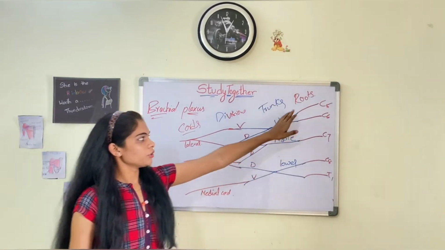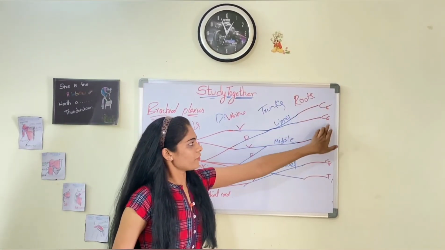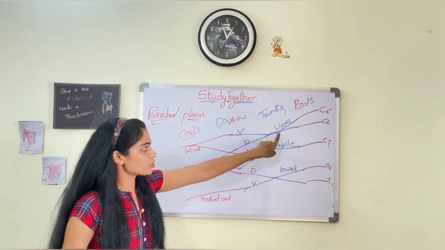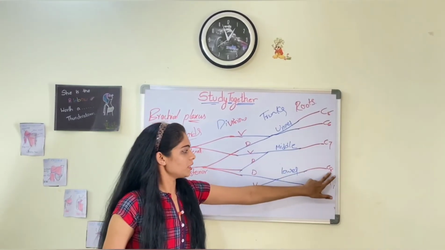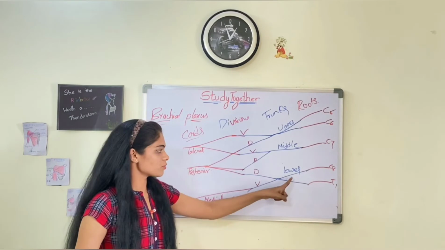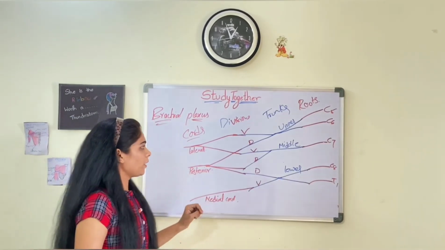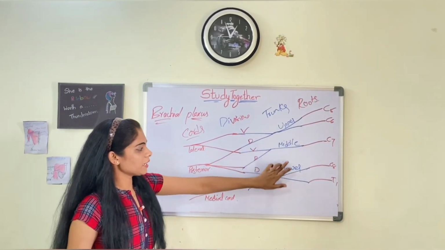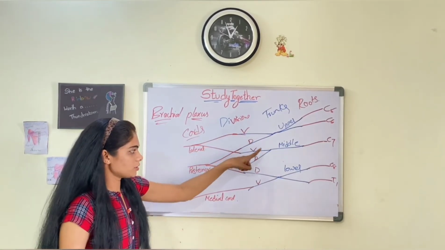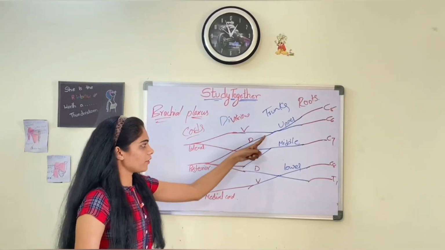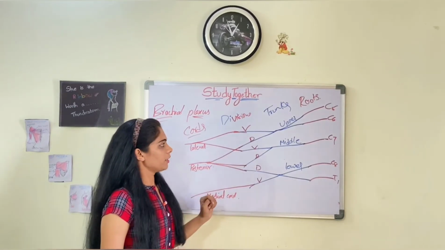First, roots C5 and C6 combine and form your upper trunk. C7 forms your middle trunk, whereas C8 and T1 combine and form your lower trunk. Now, these upper, middle and lower trunks are each divided into ventral and dorsal divisions.